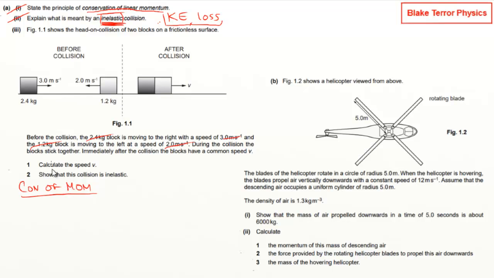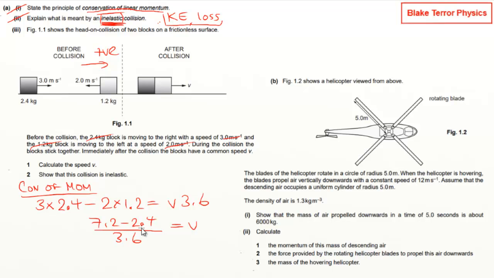So we have to do momentum as usual, a vector quantity. So we need to keep positive. I'm going to go in the right direction. So 3 times 2.4 minus 2 times 1.2 is going to be equal to V times the total mass, which is 3.6. So we've got 7.2 minus 2.4 divided by 3.6, and that is V. So what we got, 2 minus 2/3, so 1 1/3, let's say 1.3 meters per second. But it's 1 1/3 that we've got there.